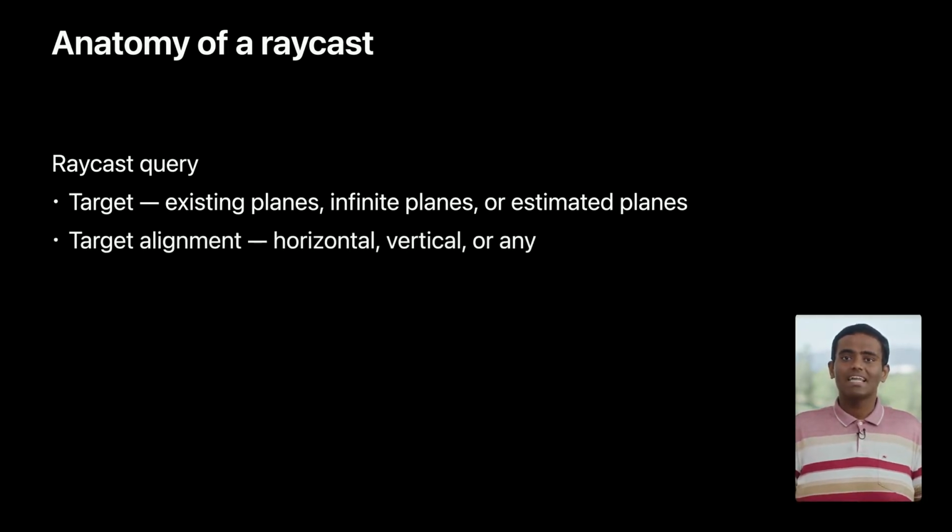The raycast target alignment specifies the alignment of surfaces that a ray can intersect with. This can be horizontal, vertical, or any. There are two types of raycasts. There are single shot raycasts, which return a one-time result, and then there are tracked raycasts, which continuously update the results as ARKit's understanding of the world evolves.